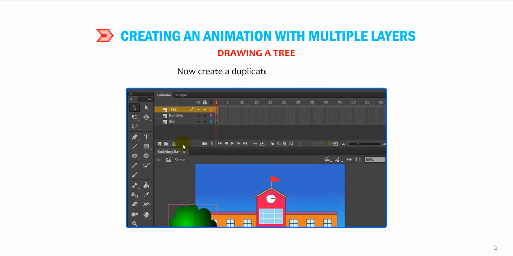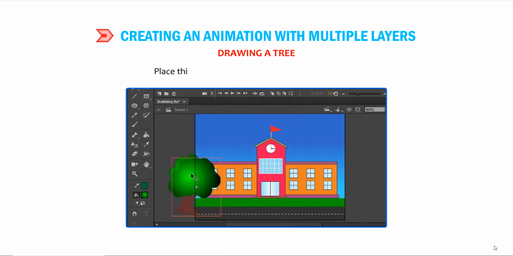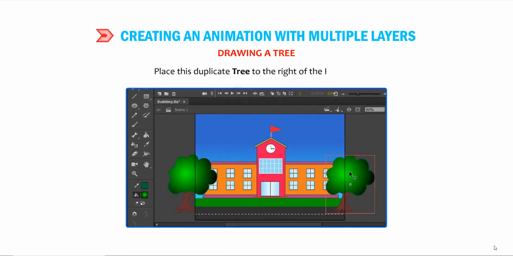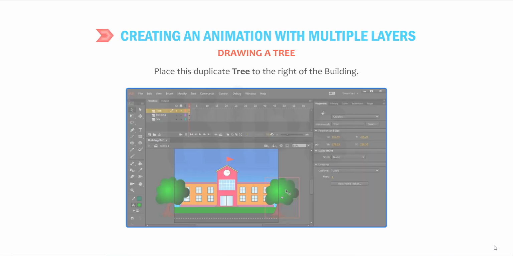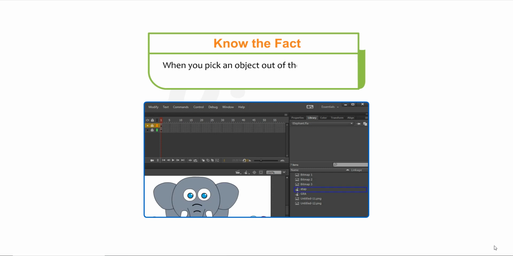Now create a duplicate copy of the tree. Place this duplicate tree to the right of the building. Students, let's know the fact. When you pick an object out of the library, the object is referred to as an instance of a symbol.